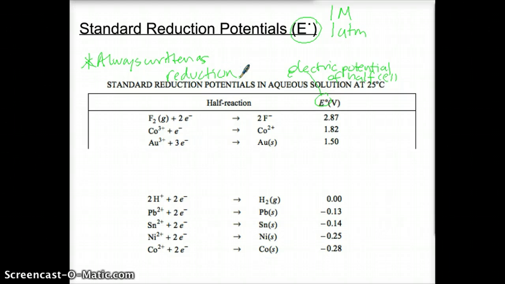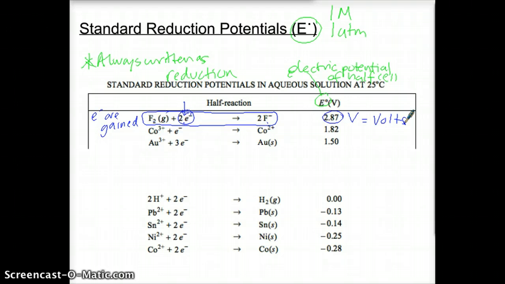How do I know that these are all reduction equations? Well, if we look at each one half reaction, where are the electrons? The electrons are on the reactant side. So electrons are gained. And if electrons are gained, that makes it reduction. So when you have fluorine gas gaining 2 electrons to become 2F minus, that has a voltage potential of 2.87 V, which is volts, a measure of electrical potential.